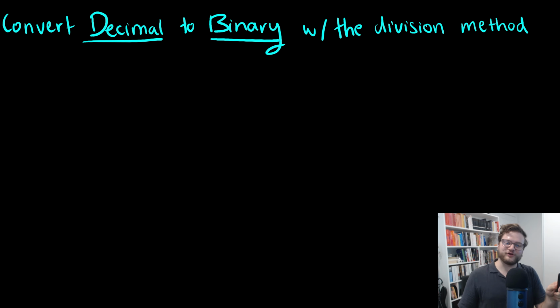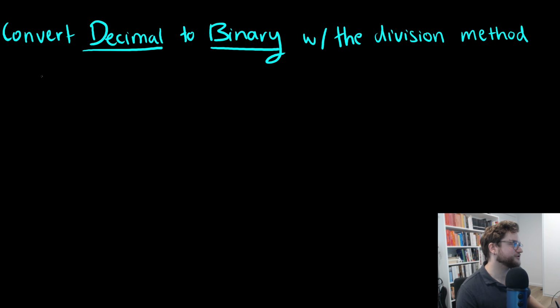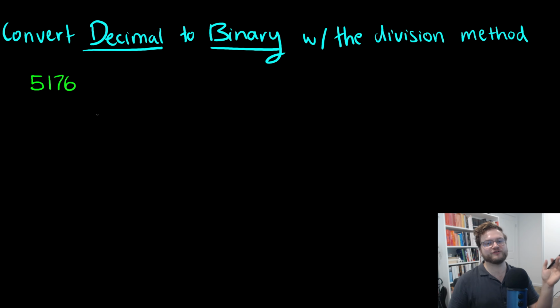So let's do an example. Let's choose the number 5,176. Quickly, I'll tell you that the division method is essentially you get a decimal number and you continually divide it by the base. The base that we want is 2, which is binary. We continually divide it until we can no longer divide anymore because we're at 0. And we use the remainder as the number that we need in binary.